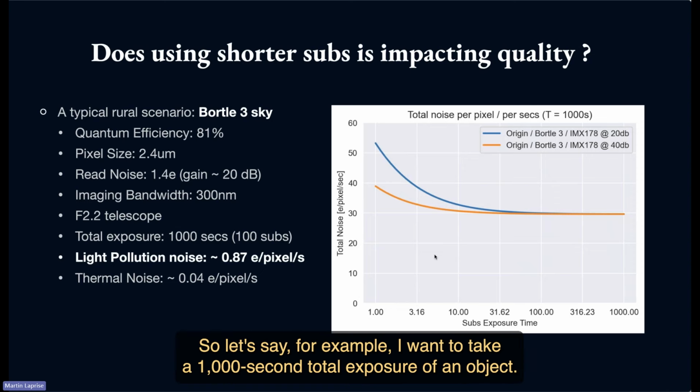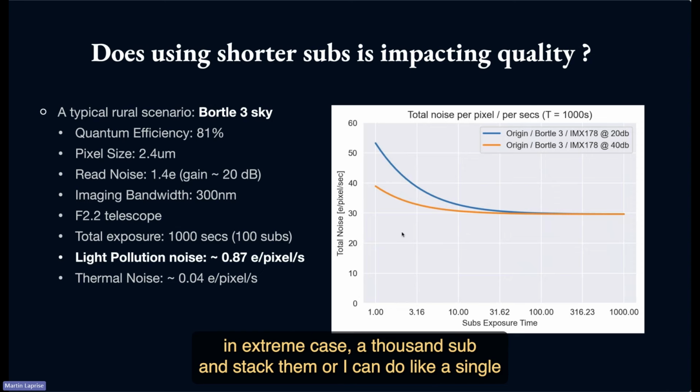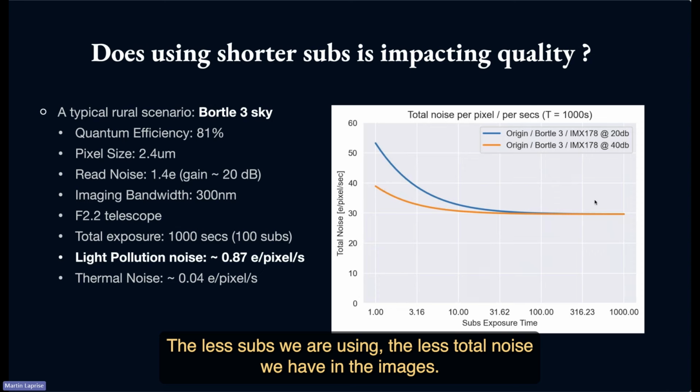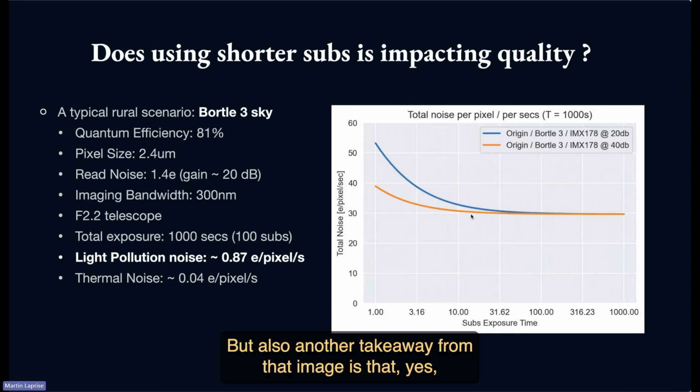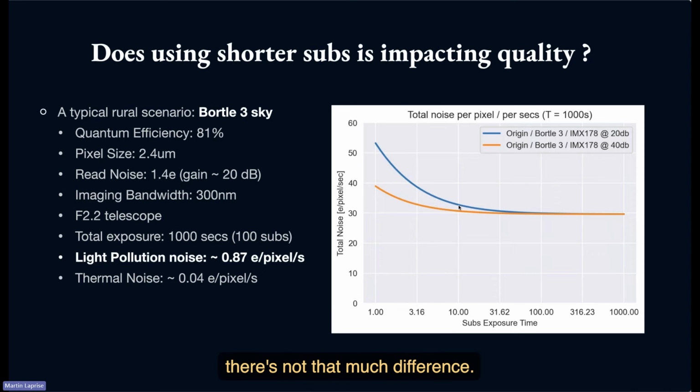So this graph is showing the total noise per pixel for a fixed total exposure time. Let's say, for example, I want to take a 1,000 second total exposure of an object. I have multiple choices. I can either do, in the extreme case, 1,000 subs and stack them, or do a single 1,000 second sub. And here we can see the total noise varying across all those scenarios. As we can see, the fewer subs we use, the less total noise we have in the images. But another takeaway from that image is that, yes, the total noise is decreasing, but below a certain point, around 10 or 15 seconds, there's not that much difference.